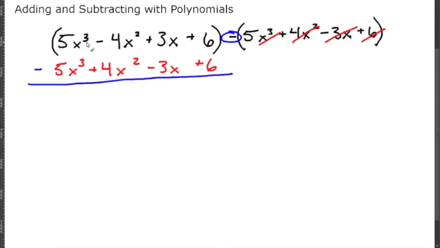So 5x cubed minus 5x cubed is just 0. Negative 4x squared minus 4x squared will be a negative 8x squared. Positive 3x minus a negative 3x would be 3x plus 3x, so that's going to be plus 6x, and then 6 minus a positive 6 is 0. So our answer when subtracting these two polynomials will be negative 8x squared plus 6x.